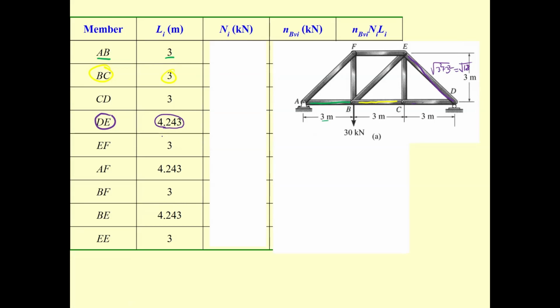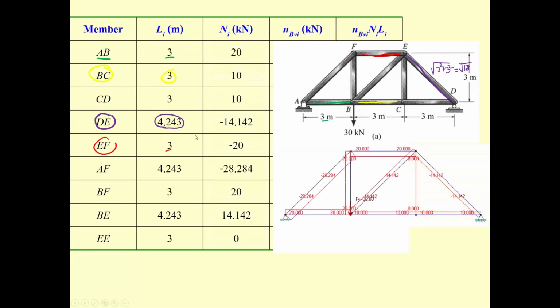For EF, you just take it over here. This one for EF, 3 meters. Do everything like this one. Then be very careful on this one. For EF, we have minus 20. For DE, you have over here minus 14.142. For AB, this is positive.